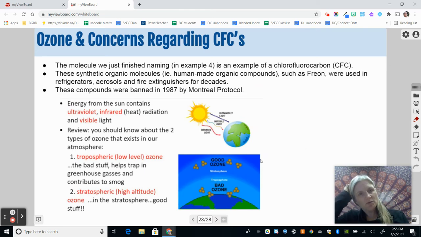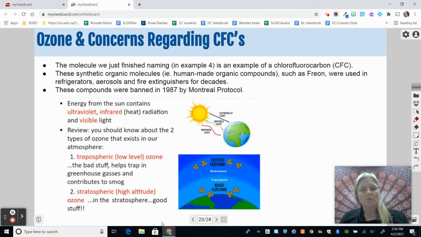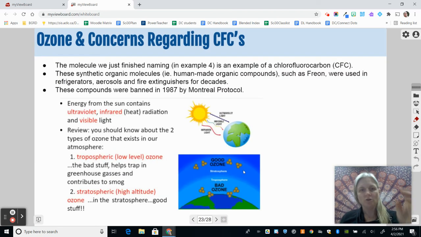All right, so ozone and CFC. So we just sort of did a molecule called CFC there. CFC is chlorine, fluorine, carbon. These are chlorofluorocarbons, so carbon compounds that contain chlorine and fluorine. And these are concerning to us because they damage our ozone layer, and our ozone layer is very important to us.